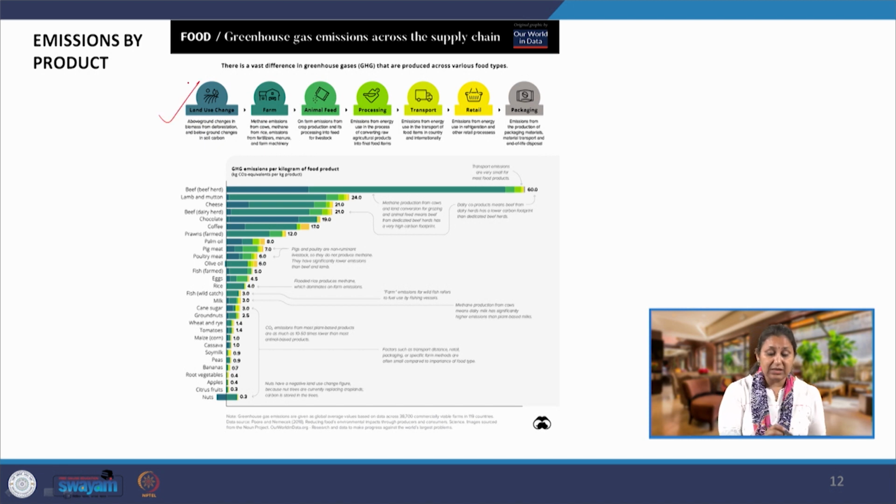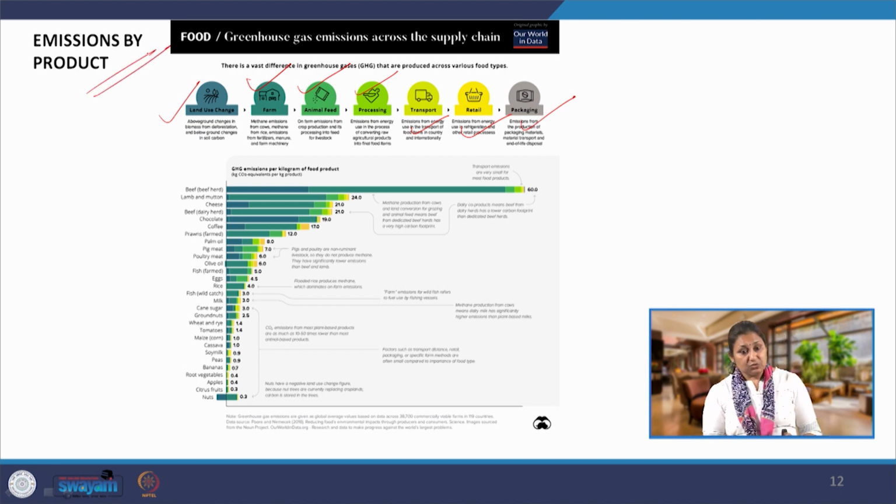For example, we are considering the land use changes that are happening. For production of a particular product, if large areas of forest land have to be cleared and converted to accommodate that particular activity, we already know that deforestation also releases a lot of carbon dioxide emissions. So, land use changes, farming, animal feed, processing, transportation, retail, selling of the products and packaging, all of that, and the emissions due to each individual step is accounted for. It is taken into consideration when we talk about emissions by product here.